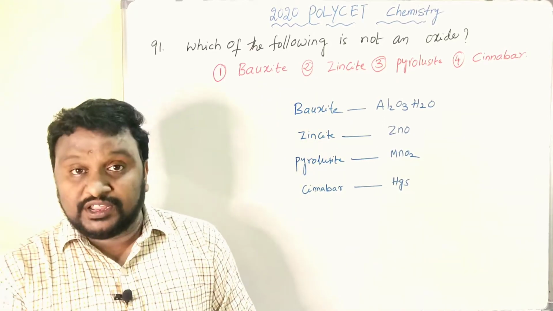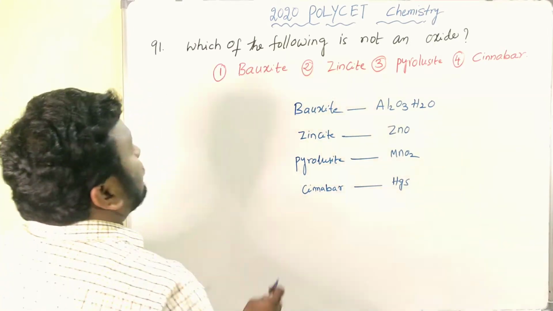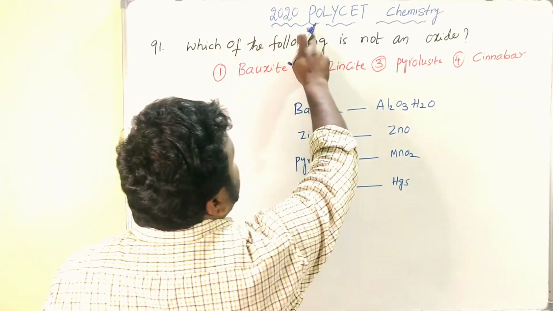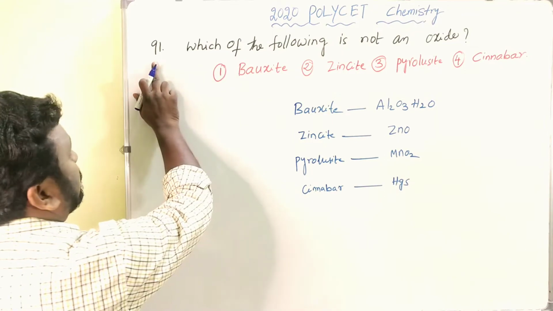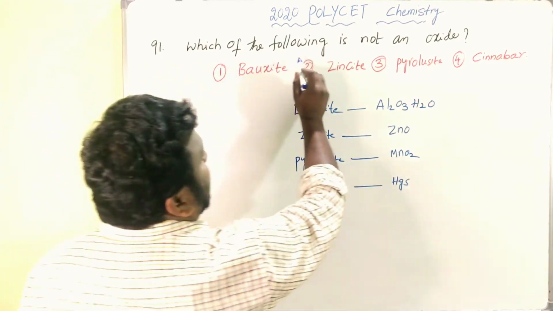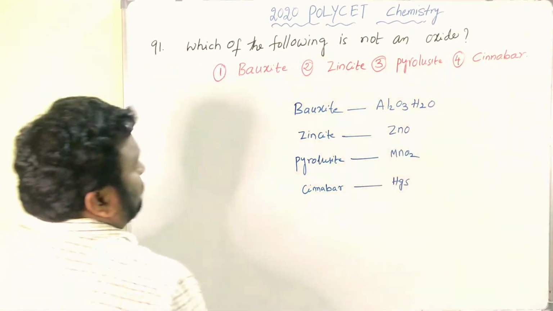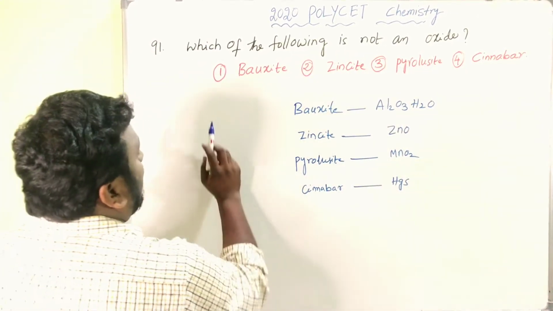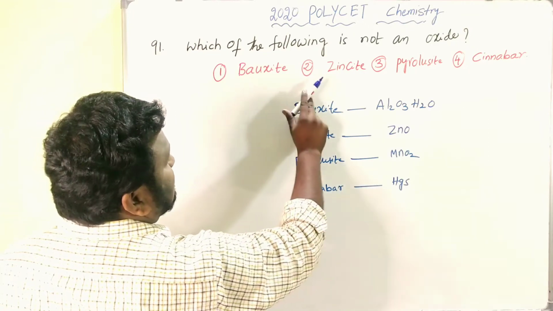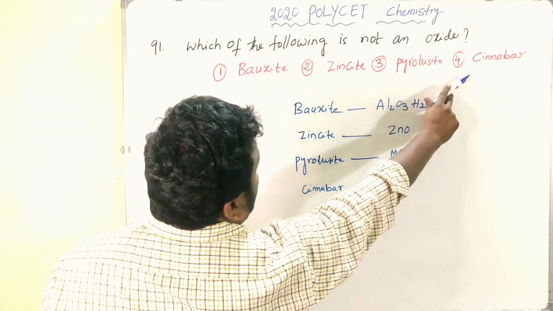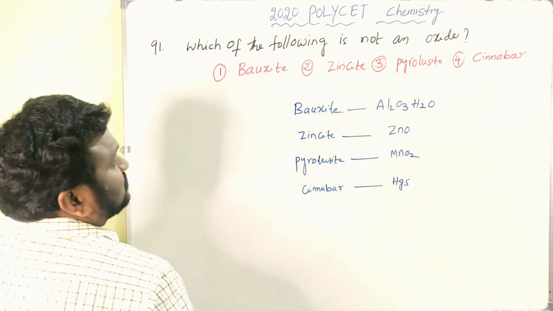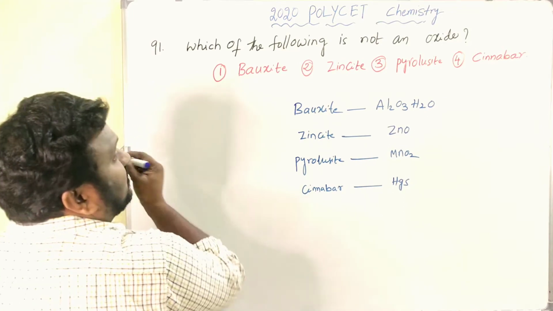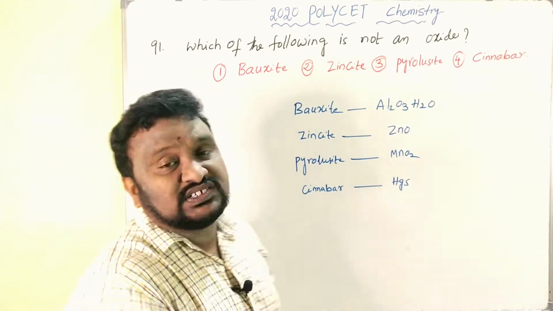There is one question waiting for you. In 2020 Polycet chemistry, question 91 is: which of the following is not an oxide? Options are given: bauxite, zincite, pyrolusite and cinnabar. Which of these is not an oxide?